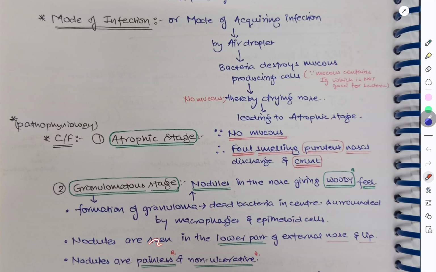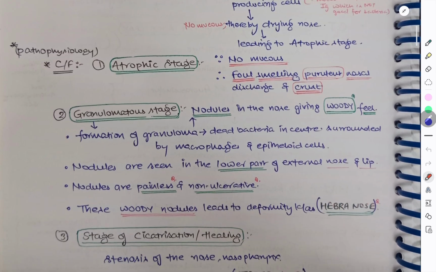These nodules are seen in the lower part of the external nose and lip. Nodules are painless and non-ulcerative. These woody nodules lead to a deformity known as Hebra nose.